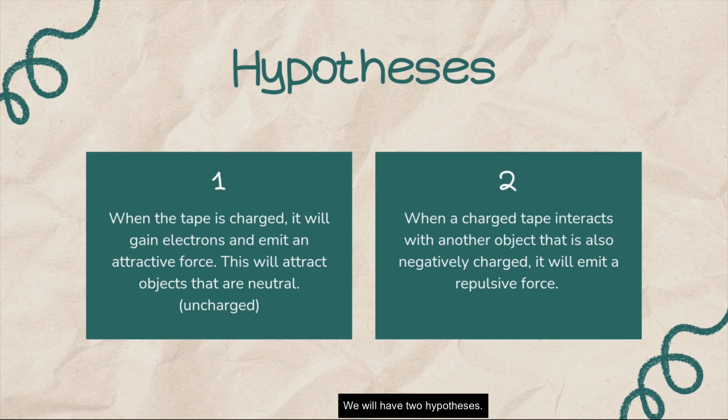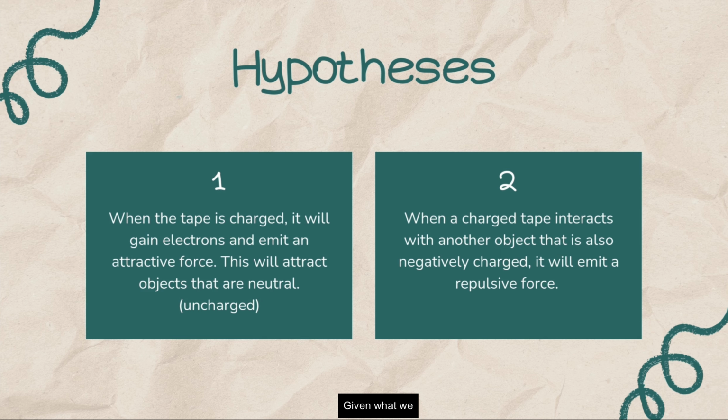We will have 2 hypotheses. When the tape is charged, it will gain electrons and emit an attractive force. This will attract objects that are neutral or objects that hold no charge. And 2, when a charged tape interacts with another object that is also negatively charged, it will emit a repulsive force.